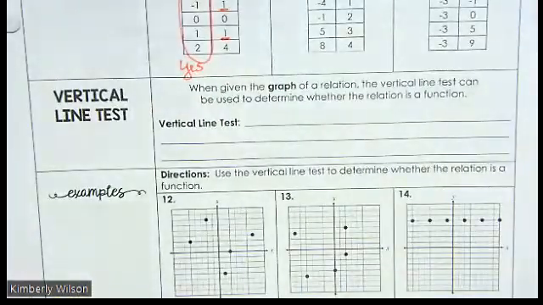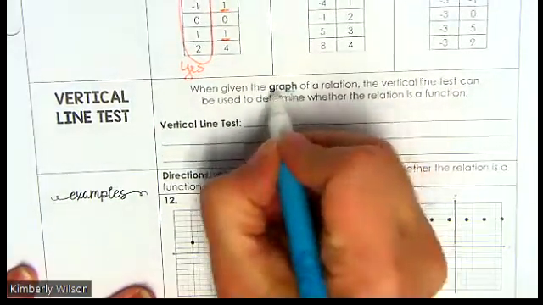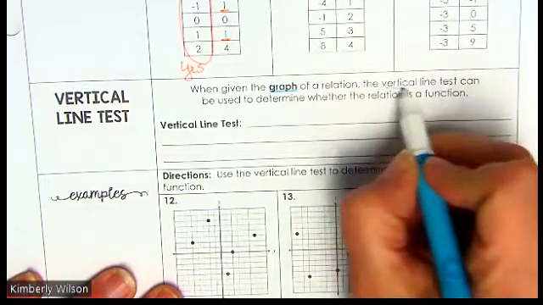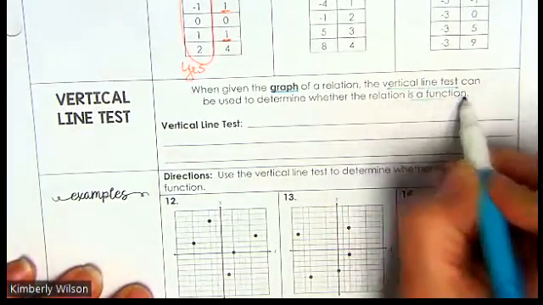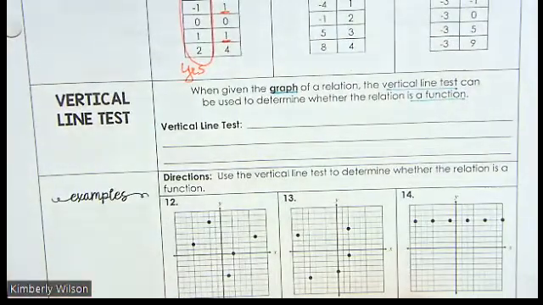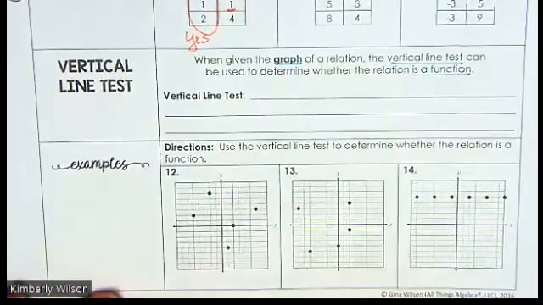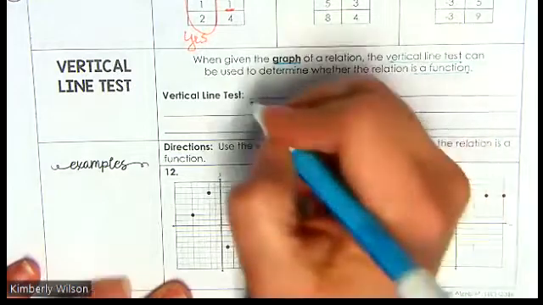All right, last part. It's the vertical line test. Okay. When given a graph of a relation, the vertical line test can be used to determine whether a relation is a function. Okay, it's the easiest thing to use when you're given a graph. So let's talk about what it means, how you figure it out.